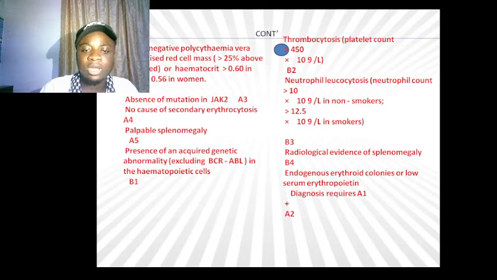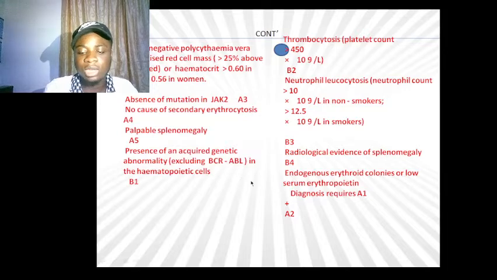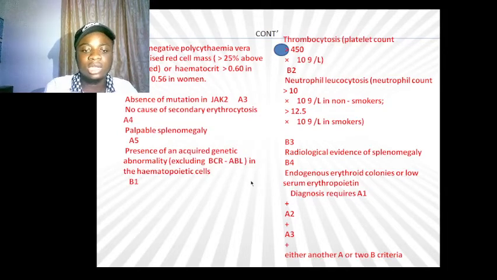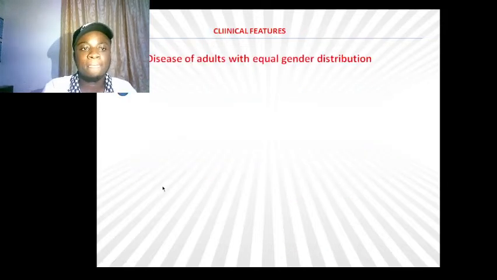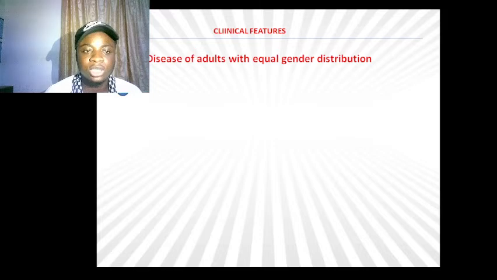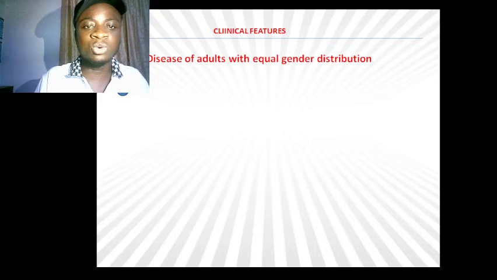So diagnosis requires A1 plus A2, that is, raised cell mass and the presence of the JAK2 mutation, and A3, no cause of secondary erythrocytosis, plus either A or B criteria. So very important. Now the clinical features. The disease is mainly for adults with equal gender distribution. So take note, this disease is mainly for adults with equal gender distribution.